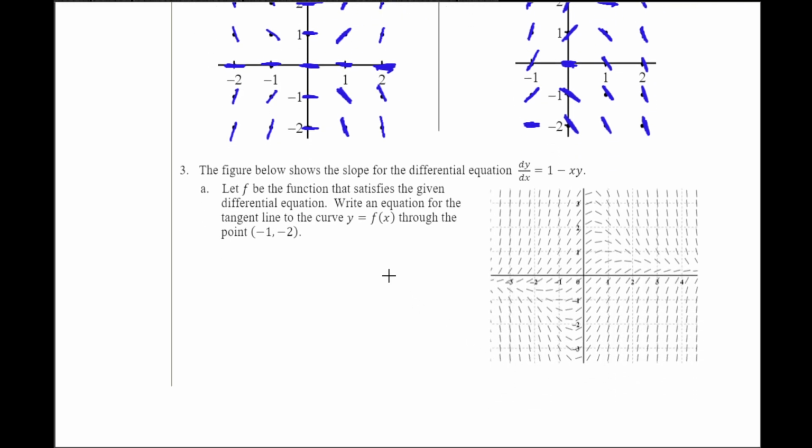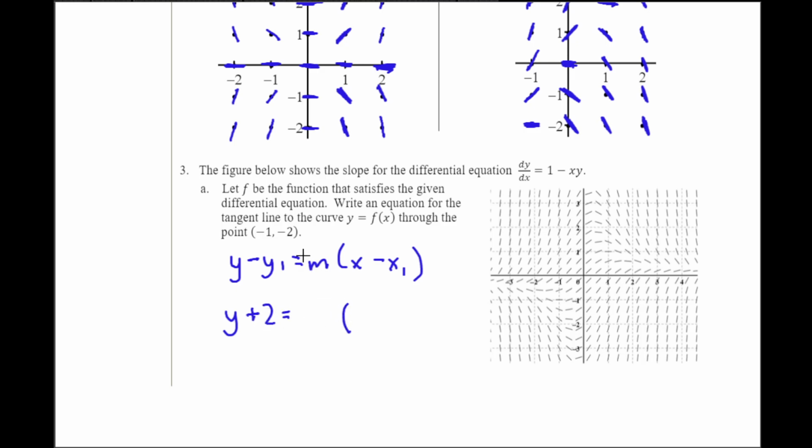So this next question right here, the figure below shows the slope for the differential equation right here. Let f be a function that satisfies the given differential equation. Write an equation for the tangent line to the curve that goes through the point negative 1 comma negative 2. Tangent line here. If you remember the formula for a tangent line, it's y minus y1 equals m times x minus x1. Well, we have our y1, which is negative 2. Y minus negative 2 is y plus 2 equals m.